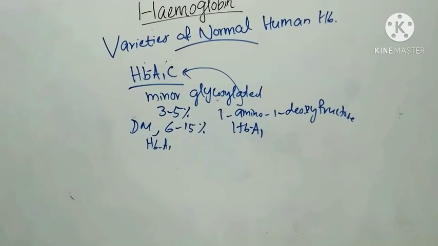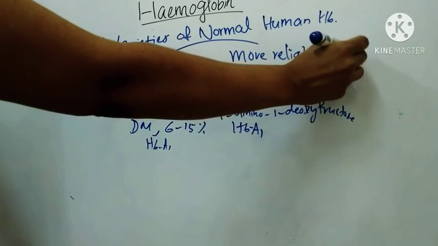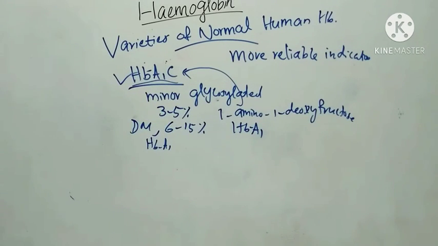The level of HbA1c is an index of the levels of blood sugar for a period of several weeks prior to the time of sampling. Once the red blood cells get glycosylated, it remains so for the lifespan of the red blood cells. Its measurement is a more reliable indicator of the adequacy of control of the diabetic state as compared to occasional measurement of blood and urine glucose. So that is about HbA1c.